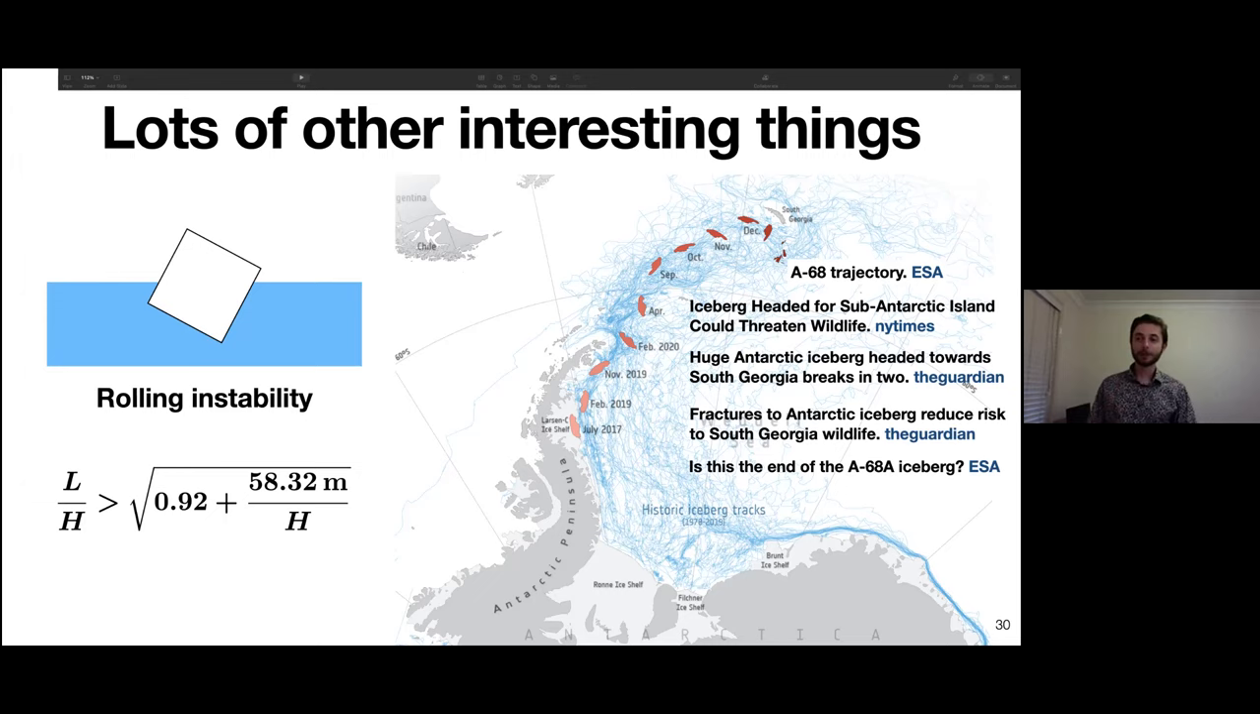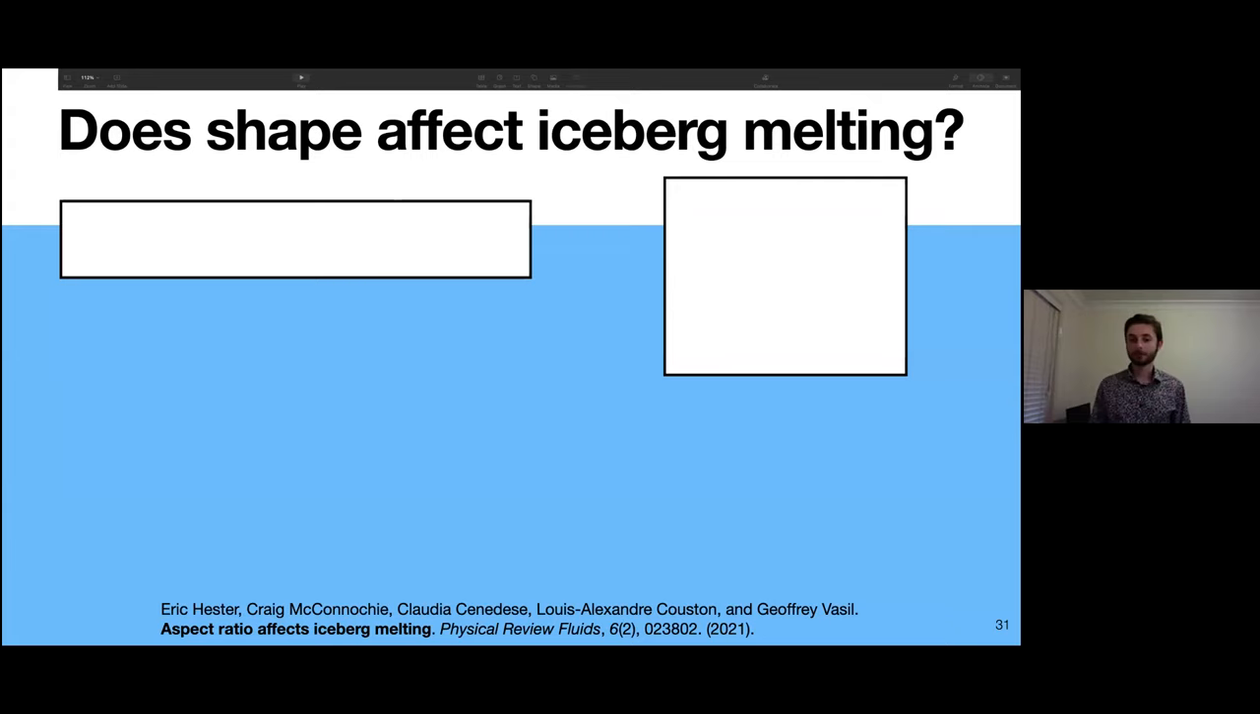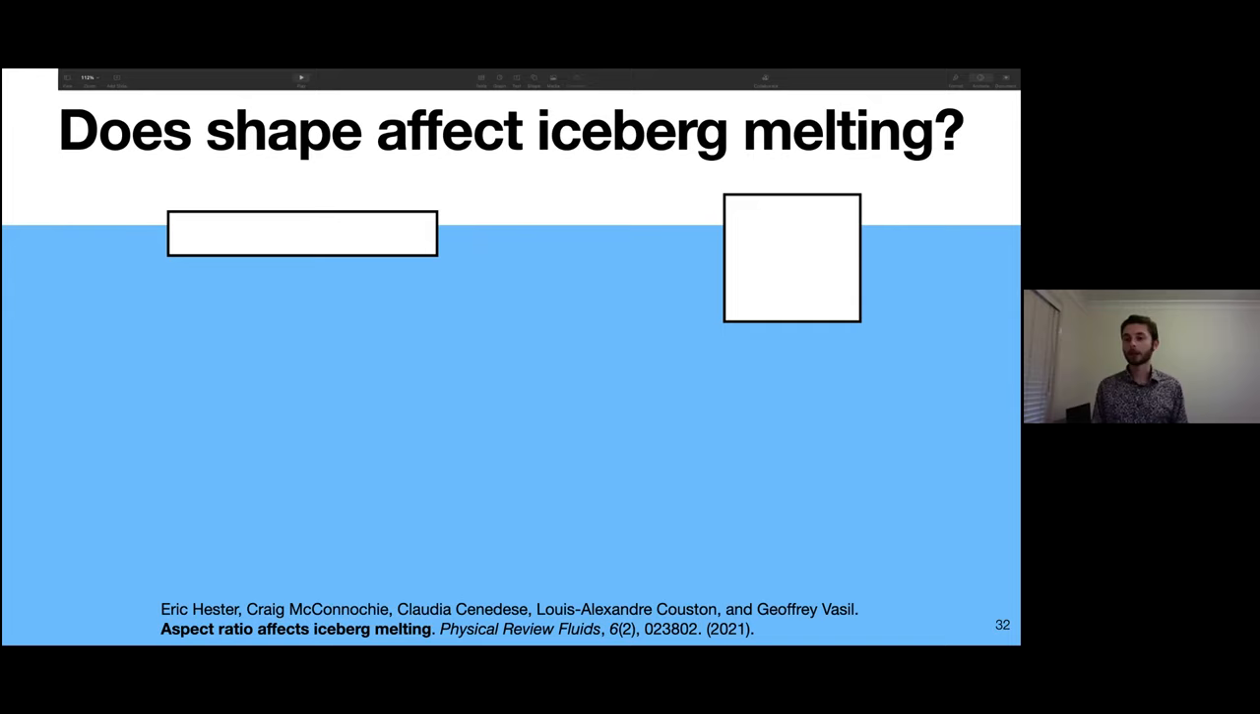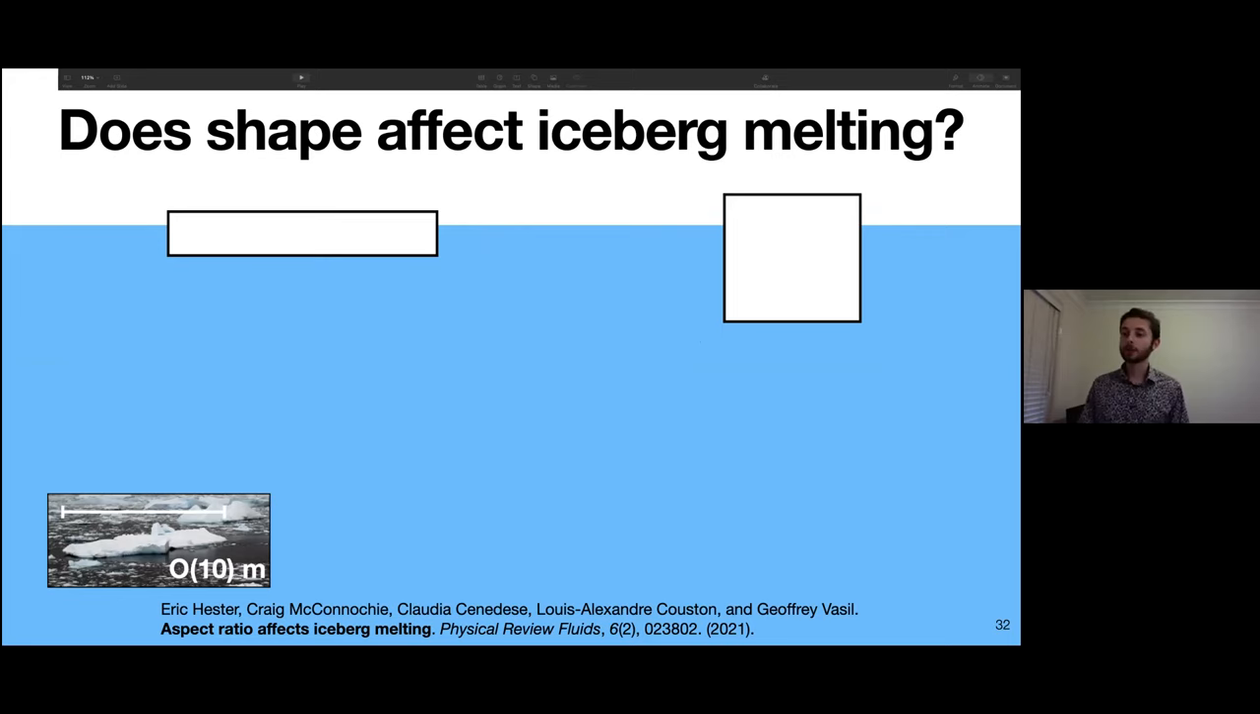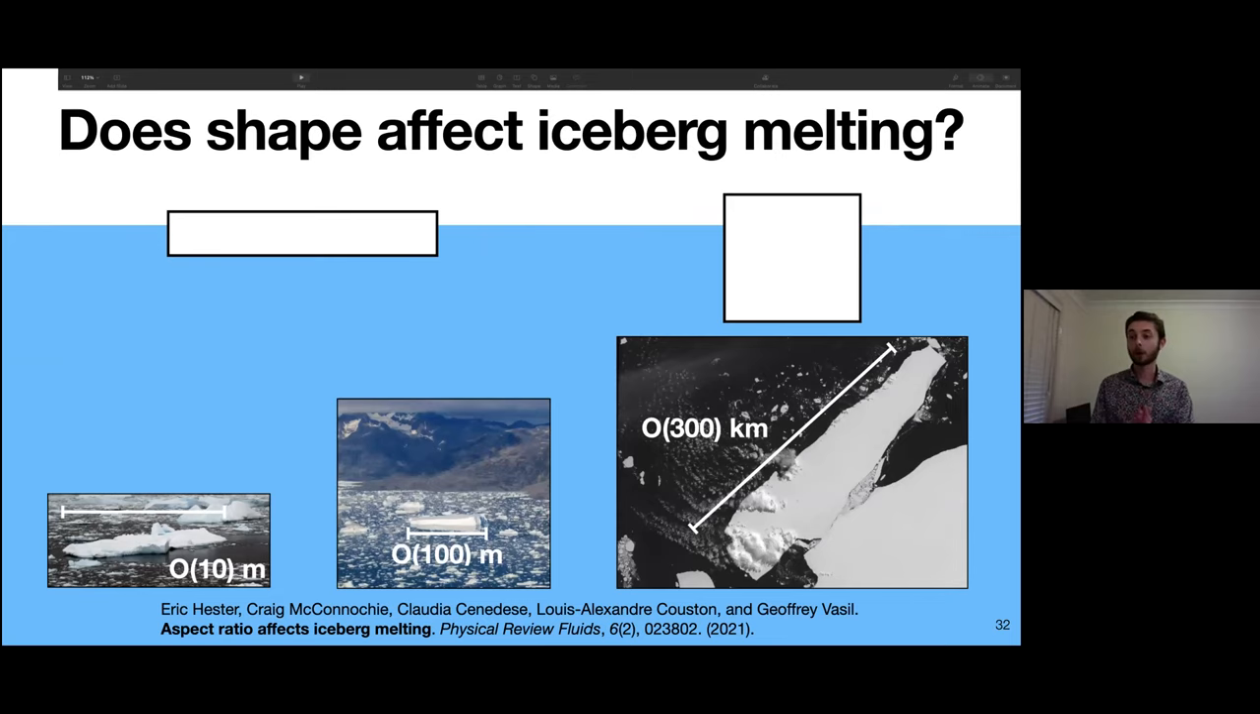One of the most important things to understand about them is knowing how quickly they melt. And so the goal of this investigation was to try and understand specifically how the shape of icebergs affects their melting. Because as it turns out, icebergs come in a huge range of shapes and sizes, from the smallest ones at 10 meters in size through to the largest iceberg ever recorded, iceberg B15, which was 300 kilometers long. So they can have a bit of variance. And this is all work that was recently published in Physical Review Fluids.